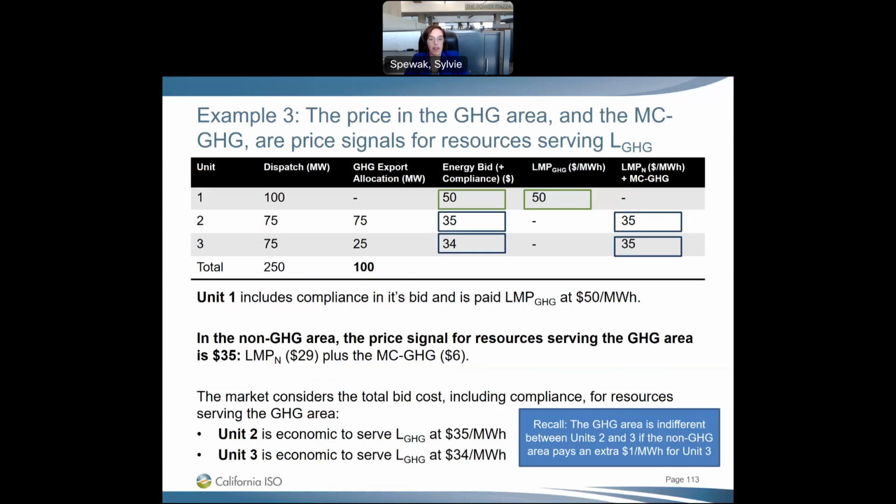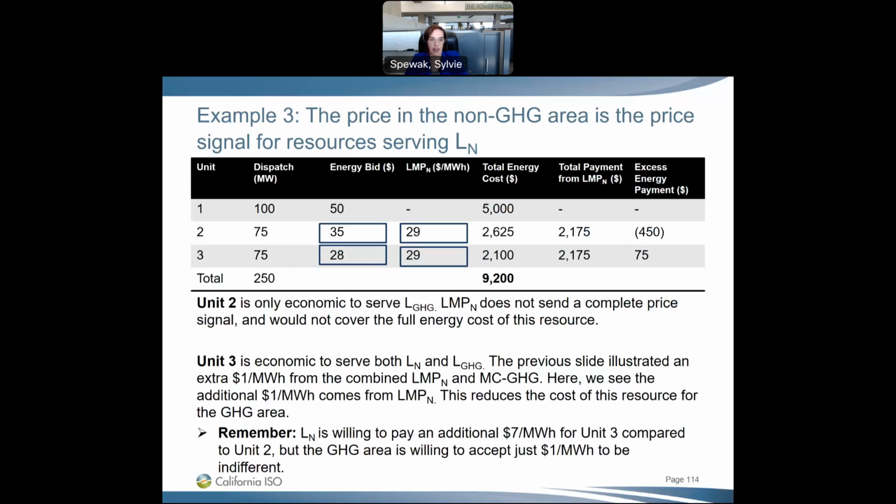What I think is interesting is that extra $1 per megawatt hour isn't funded by the GHG area, but the non-GHG area. So let's see that on the next slide. The price signal in the non-GHG area is the price signal for resources serving load in the non-GHG area, and that's going to be $29 per megawatt hour.